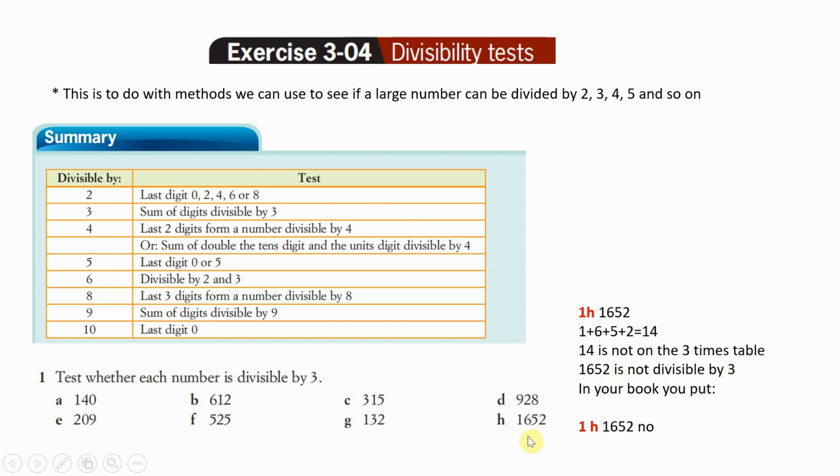I'll just run you past that again. This number here, 1652, to find out whether it's divisible by 3, we sum the digits. We add them up: 1 plus 6 plus 5 plus 2, and we get 14. Now that sum is not divisible by 3 because it's not on the 3 times tables. So this number is also not divisible by 3. In your workbook, you put the question number, 1H, the number, and no, because it's not divisible by 3.